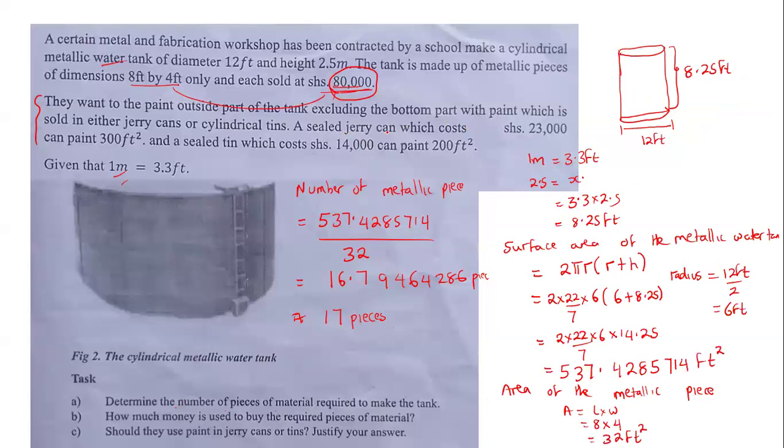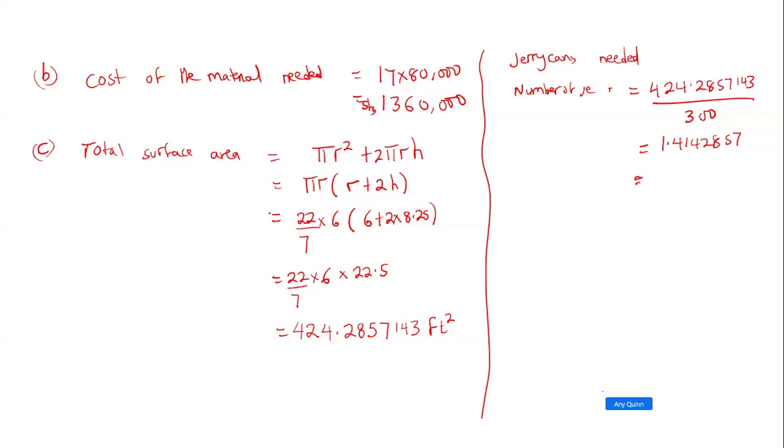sealed jerry can, a sealed one. So it means that here, they will not cost 23,000. So here, we shall expect you to round off and approximate this to 2 jerry cans. So it means that you require roughly 2 jerry cans. And then you are going to ask, how much money do you need?